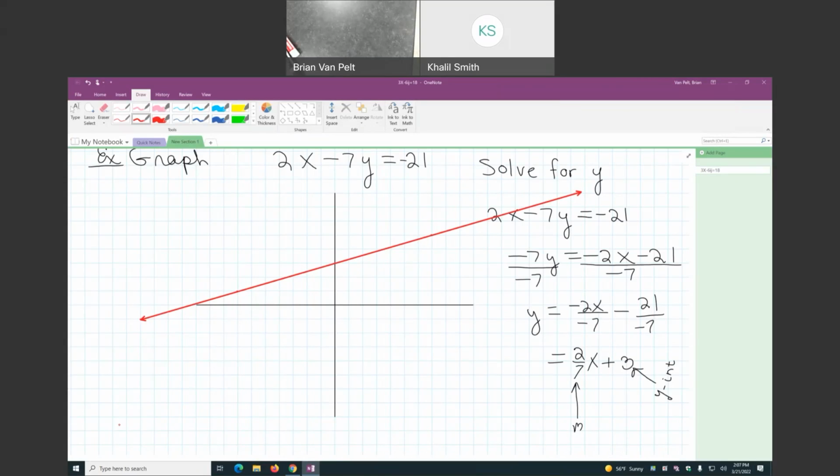Solve for y. Solving for y is step 1. From that, you're able to graph. Once you've solved for y, you can easily see the slope and the y-intercept. Then all you have to do is use those to help you graph. It's much more efficient than plugging in different points.